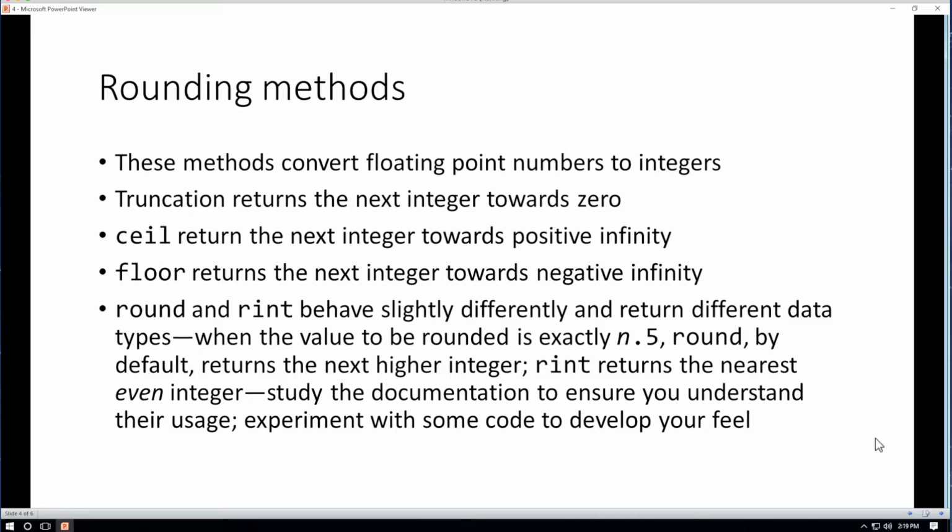Two rounding methods are provided, round and rint. When a value to be rounded is exactly n, whatever the number is, 0.5, round by default returns the next higher integer. That default can be changed. Rint returns the nearest even integer. That behavior also can be modified.